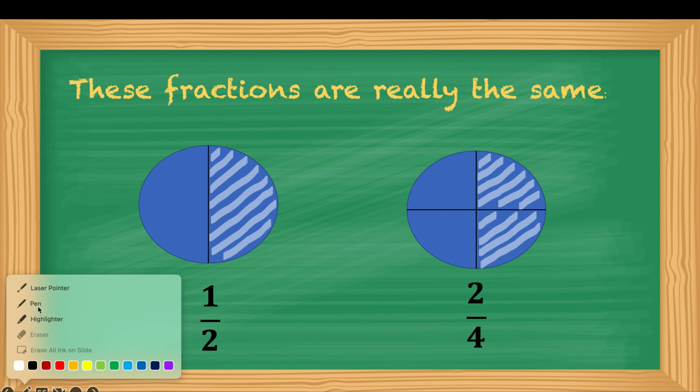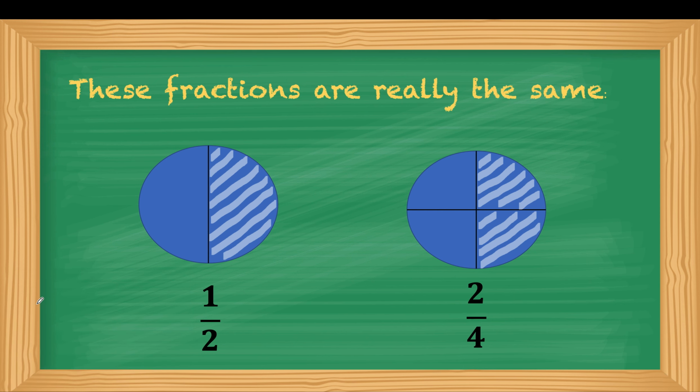Now looking at the diagrams, right? Do they look similar to you? Although we have a half and 2 over 4, look at the shaded portion. Aren't they looking the same? This is because they are equivalent.